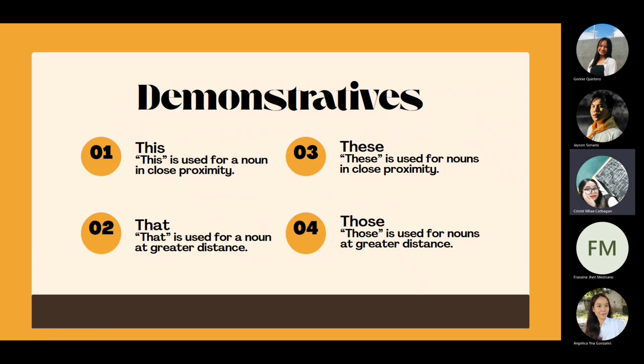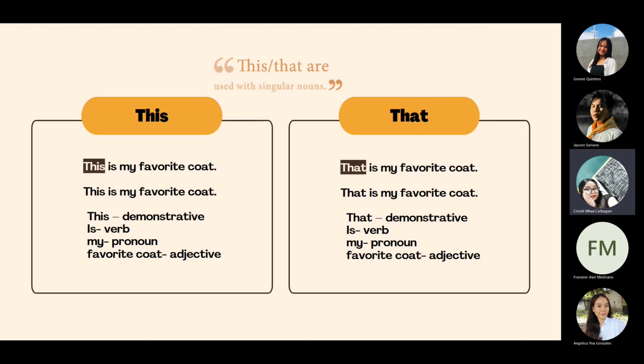This is used for a noun in close proximity. This and these are used for nouns in close proximity. That and those are used for nouns at a greater distance. So these are the examples of the singular noun. So this is my favorite quote.